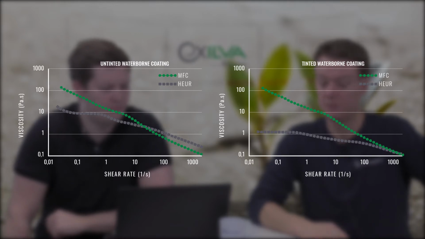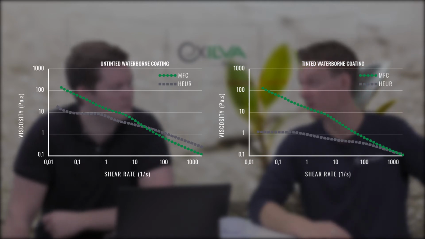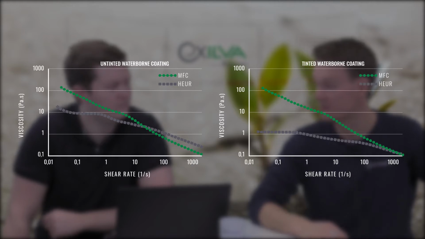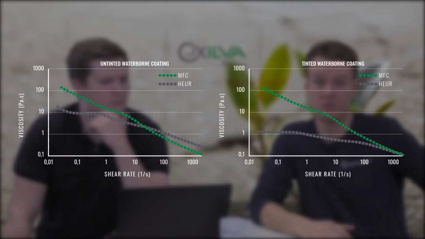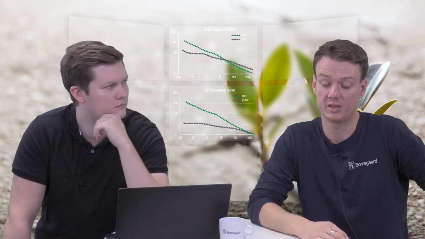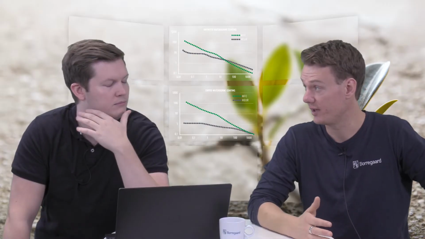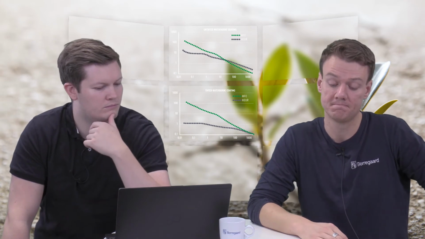You see with the untinted one, it has quite a high viscosity at low shear, and as you increase the shear rate, the viscosity drops, and that's the shear thinning, so that's improving flow properties. This is normal. But when you tint with a universal colorant, you can see the viscosity drops dramatically, especially at low shear. And this is again due to the disruption of the network with the universal colorant and the associative thickener.